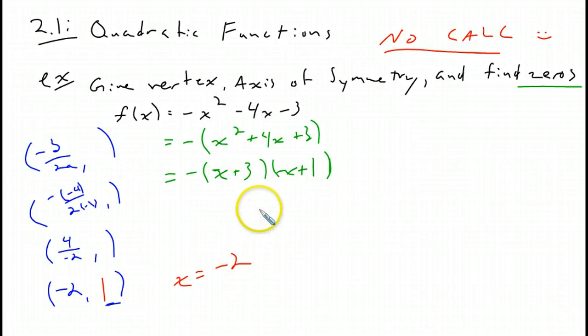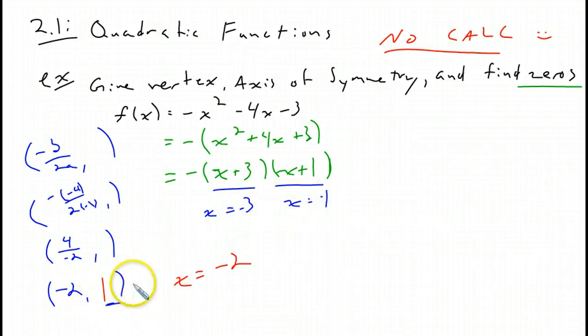I have something times something else equals 0. So then x equals negative 3 and x equals negative 1. There are my zeros. I know my vertex. Very simple to graph this thing now.